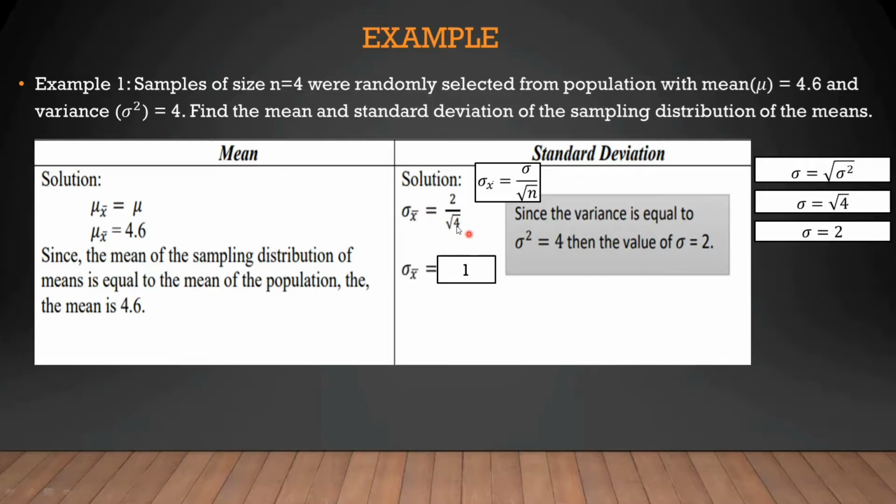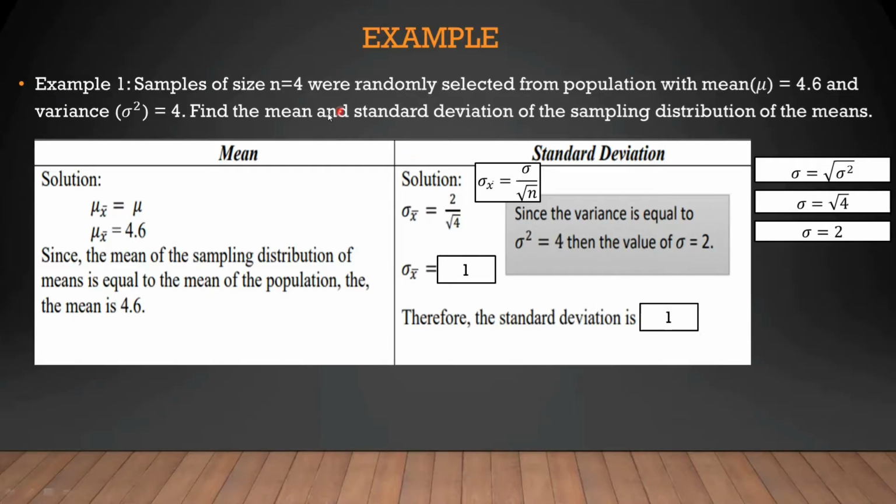So, pag sinolve natin siya, 2 over square root of 4 is equal to 1. Bakit siya 1? Kung titignan natin yung radical natin, what is the square root of 4? Square root of 4 is equal to 2. So, that's why 2 over 2 is equal to 1. Therefore, the standard deviation of the sampling distribution of the mean is equal to 1.